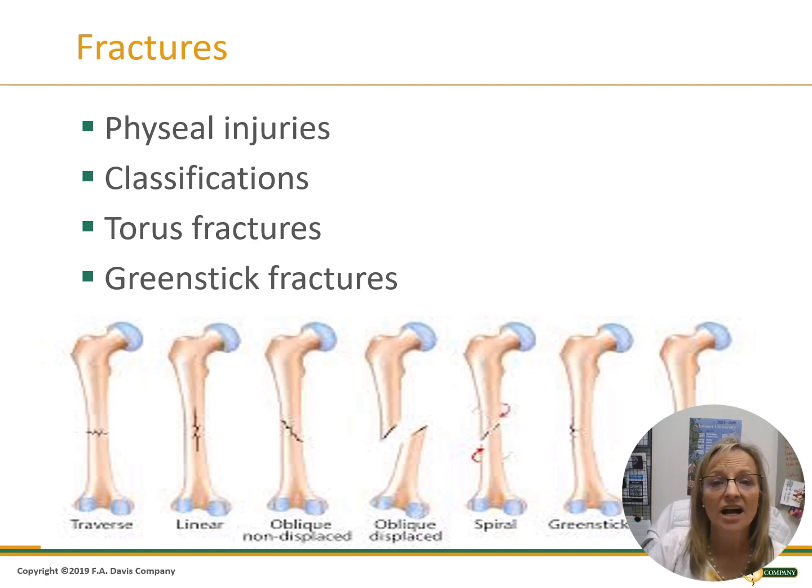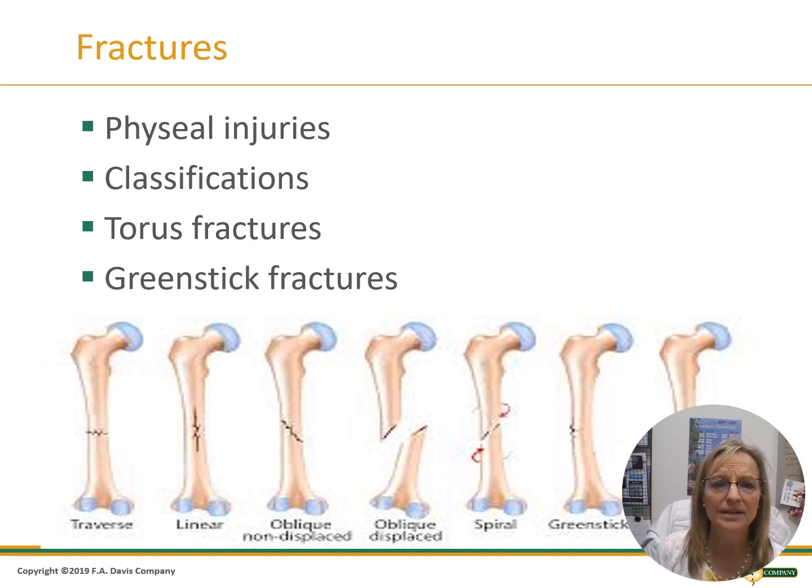Physeal injuries, many childhood fractures do involve these, about 27%. It can disrupt growth of the bone, and an injury near but not at the physis can stimulate bone growth. Most commonly involved sites are your distal radius, right here. And a lot of times you can fracture that wrist along with some of your metacarpals and your phalanges. That accounts for about 50% of injuries in kids. Clavicle fractures, hand, elbow, radius, tibia.